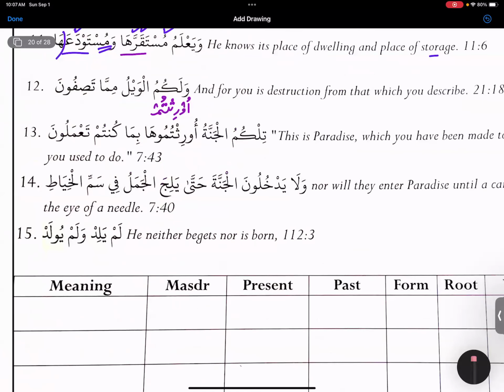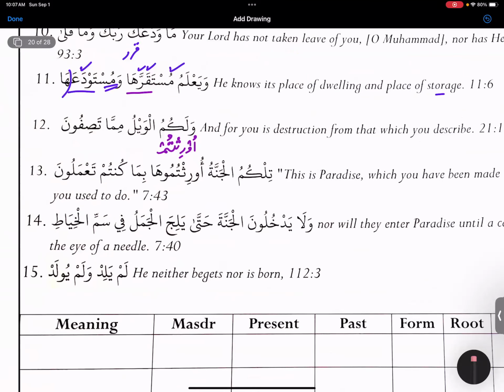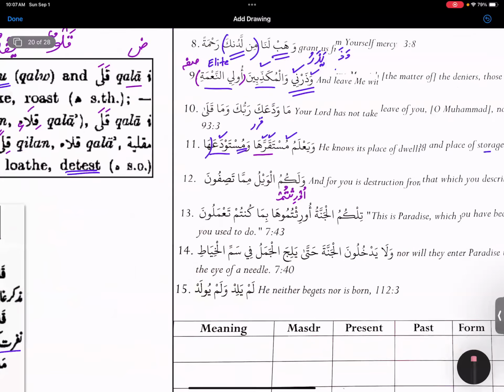Wa lakumul wailu mimma tasifun. What is tasifun here? Fi'l mudari'. It is wasf. Fi'l mudari', with antum. So wasafa yasifu. What bab? Daraba yadribu, family one. And the waw is dropped over here. And this is interesting.